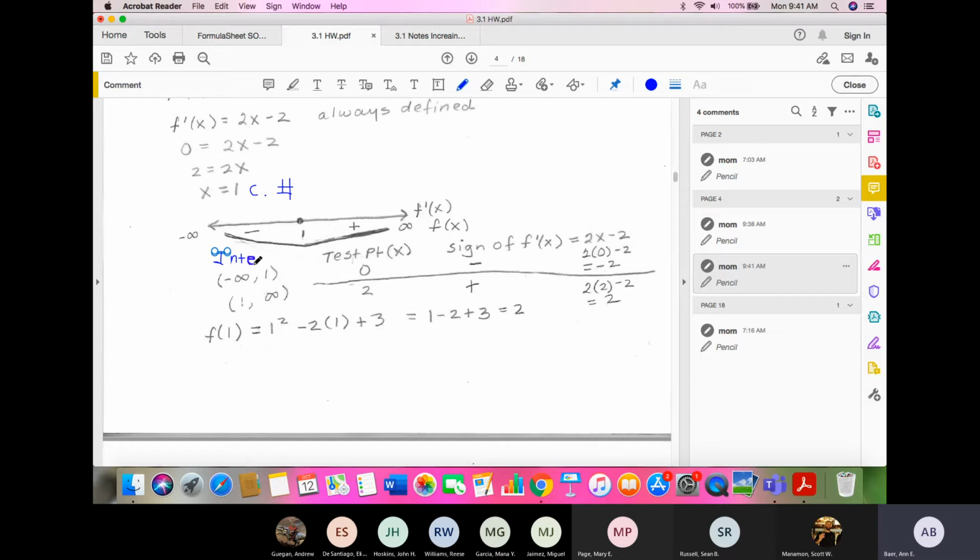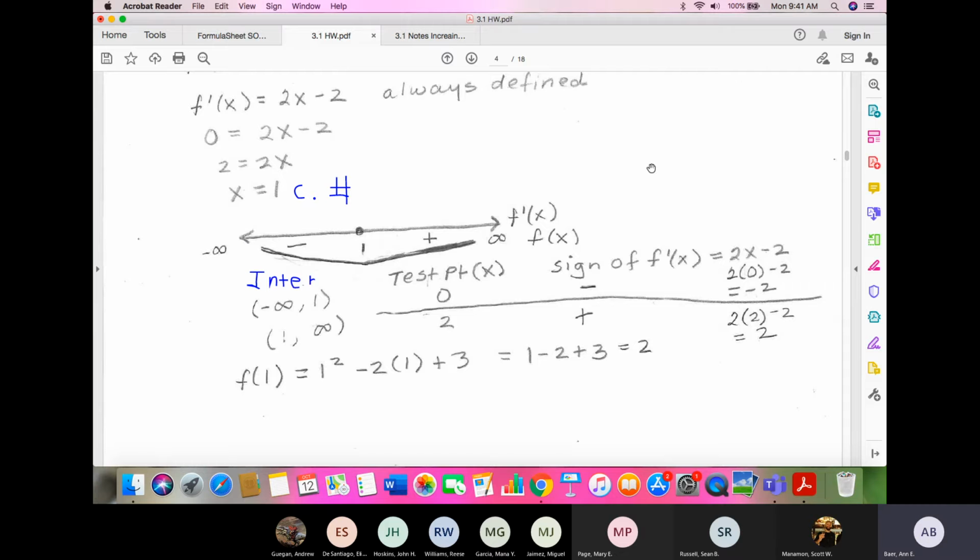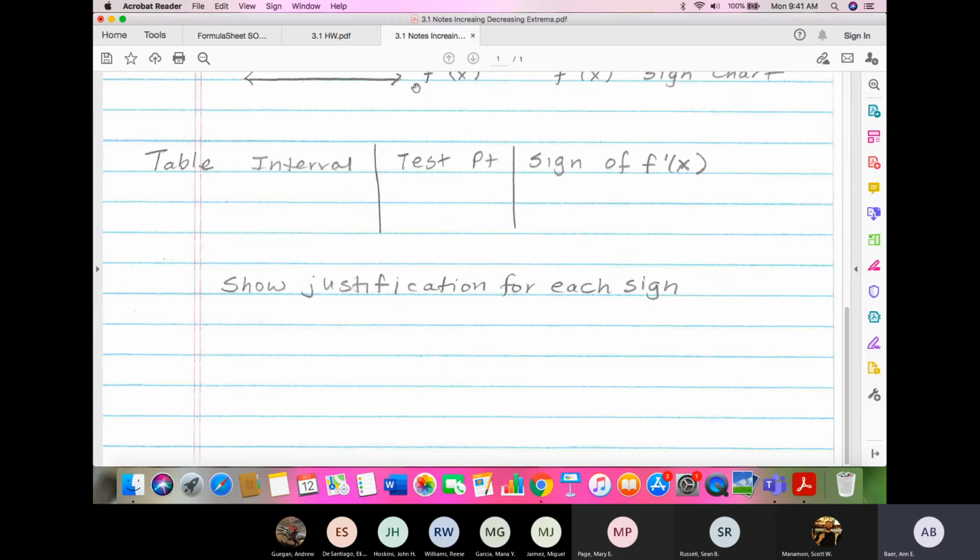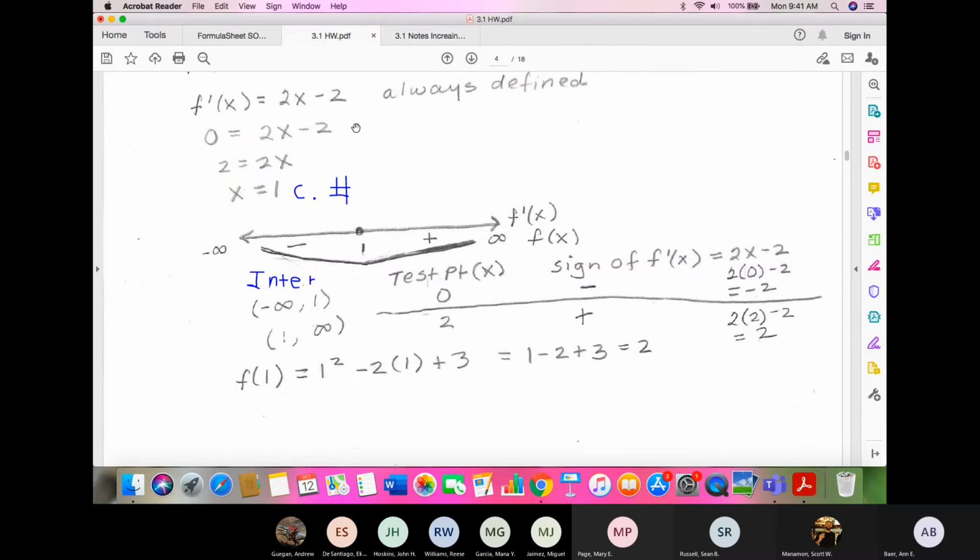And I'm just going to call it inter for short. That's your interval that we're talking about. It's the interval, the test point, the sign of the first derivative. So our intervals, if you notice, you've got this negative infinity here, you've got the 1 here, you've got this positive infinity.